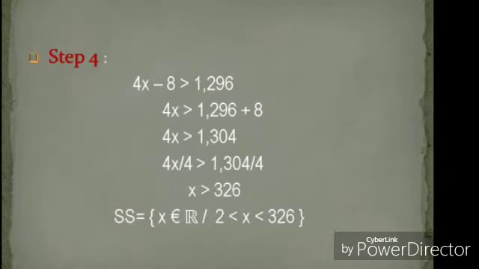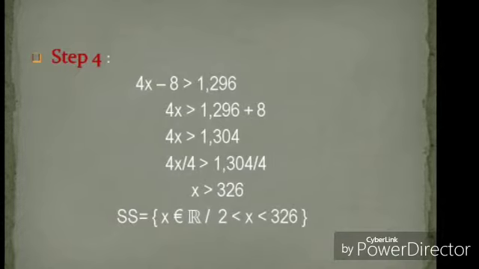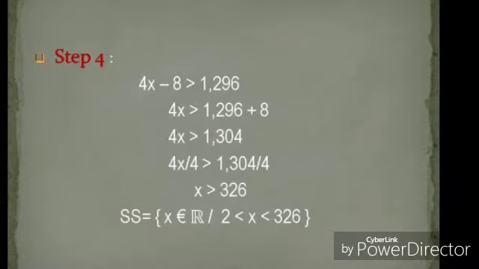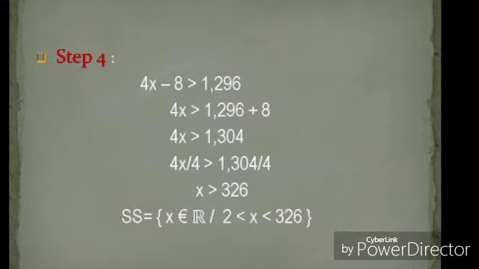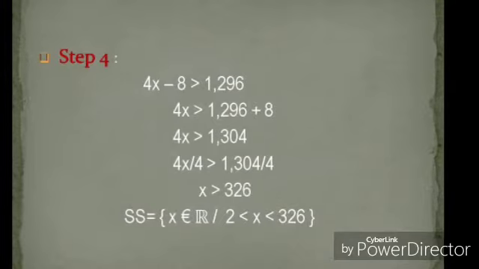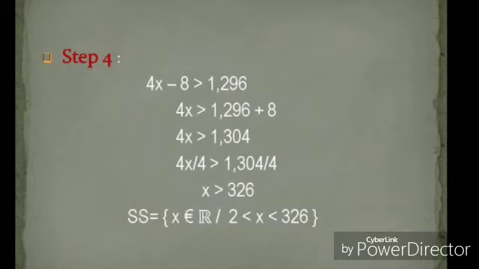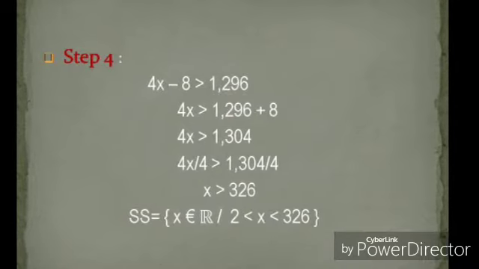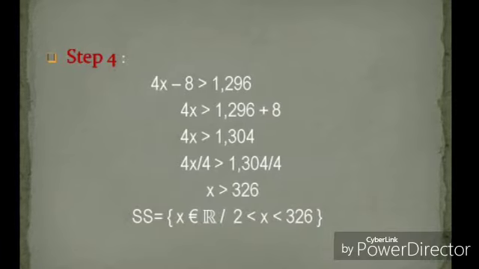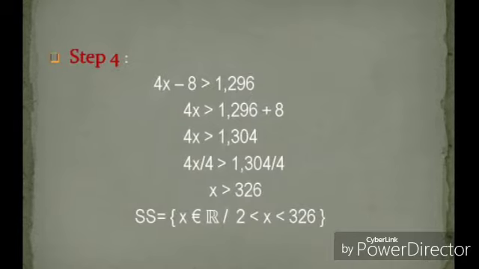Step 4. Before we get the solution set, let's find x from the step 2 equation. So it will be 4x minus 8 is less than 1,296. In step 2, it becomes 4x is less than 1,296 plus 8. Why plus 8? Because negative 8 from the left side, when moved to the right side, becomes positive 8. So in the third step, it will be 4x is less than 1,304. That comes from 1,296 plus 8.